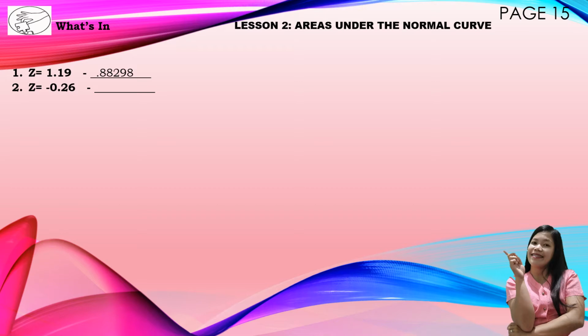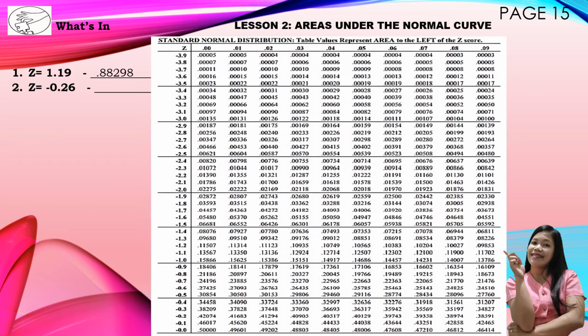For number 2, we have z equals negative 0.26. Since it is negative, we will use the negative z values. So negative 0.2 is located on this part. And for 6, it is located on this part. So their intersection would be 0.39743.